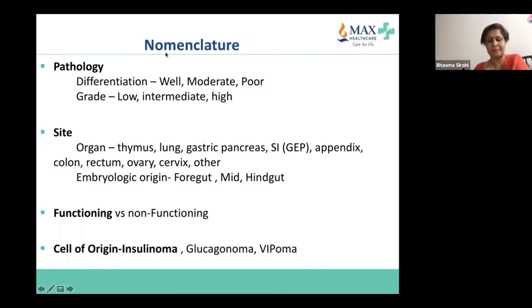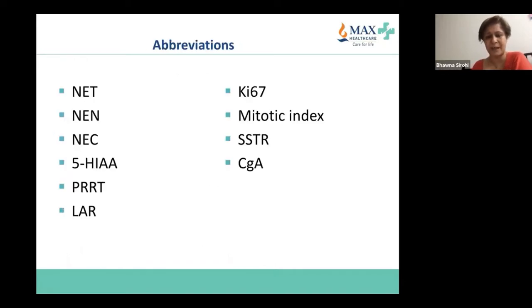Over the years, in Tata Hospital itself, I've seen patients with insulinoma and BIPoma, and we can discuss them in detail down the line.